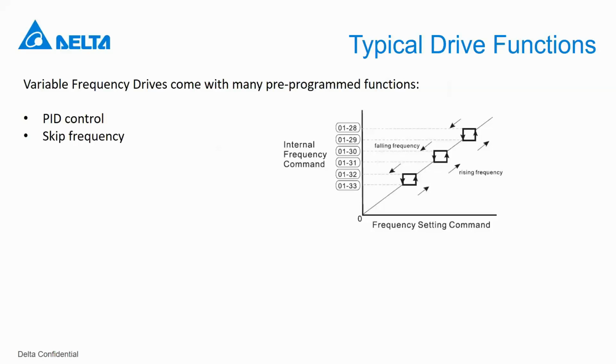And even if you are using a drive which doesn't have a minus 10 volt terminal, you can still do it with 0 to 10 volts. You just have to set the middle point. For instance, the 0 Hertz can be 5 volts. If your command is below 5 volts, then it can run reverse. If it's above 5 volts, then it can run forward.